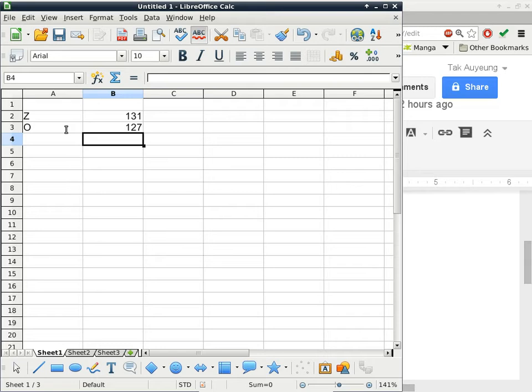Because if you look at 131 minus 127, the sign flag is off. The carry flag is off. The zero flag is off. But the overflow flag is a 1, because you're subtracting a non-negative quantity from a negative quantity and ending up with a non-negative quantity.